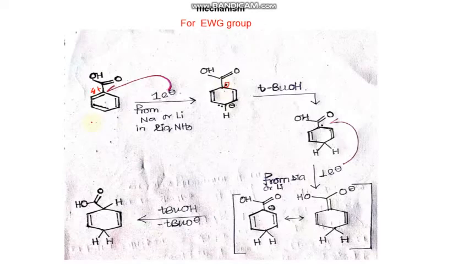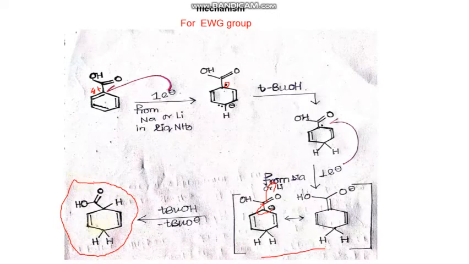To elucidate the mechanism, just remember one thing: for the electron withdrawing group, this is the carbon where the electron will attack. Then another electron will attack at the same carbon, creating a negative charge here. This negative charge takes up a hydrogen from the tertiary butoxide solvent, and this ends up as this type of compound. On addition of another electron, this forms this type of compound. This goes through resonance, and it ends up in a resonance system.